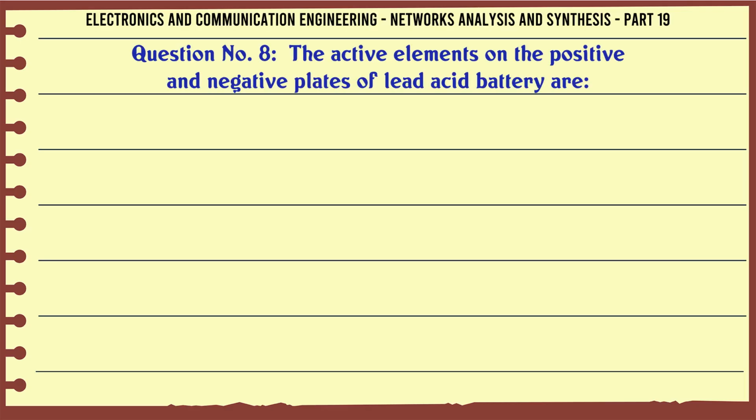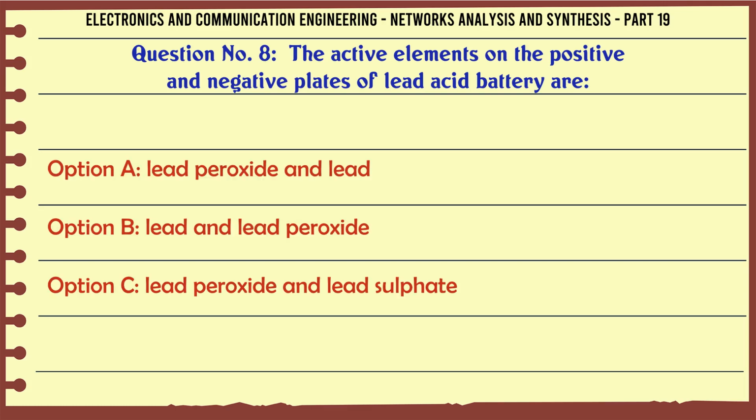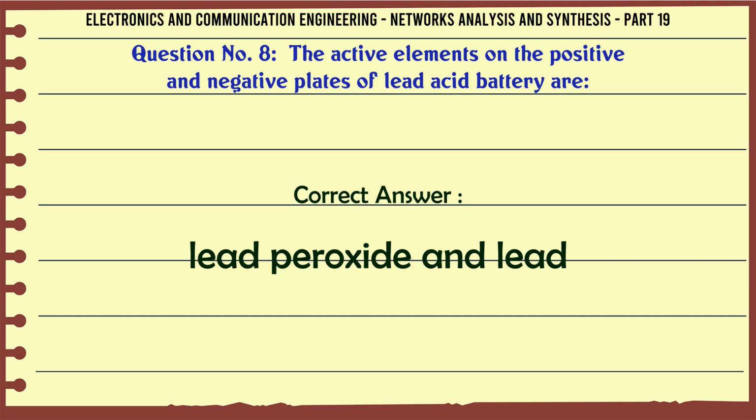The active elements on the positive and negative plates of a lead-acid battery are: A) lead peroxide and lead, B) lead and lead peroxide, C) lead peroxide and lead sulfate, D) lead and lead. The correct answer is lead peroxide and lead.